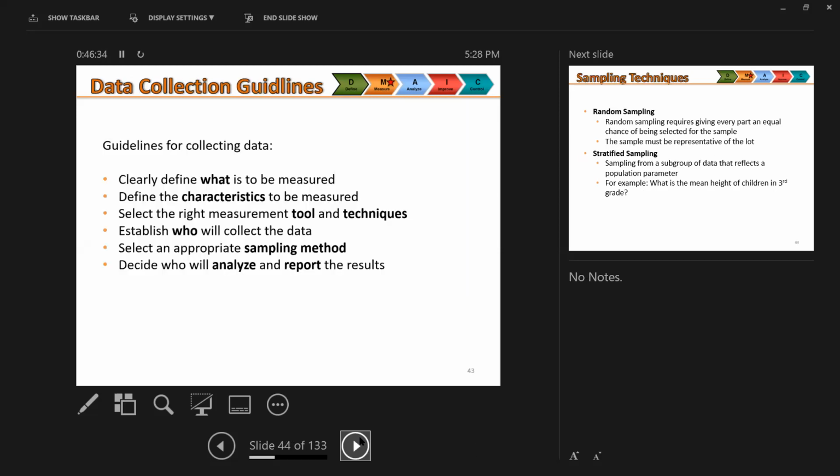And then data collection guidelines and sampling techniques. I just want to cover this, and then we'll call it a dinner time.